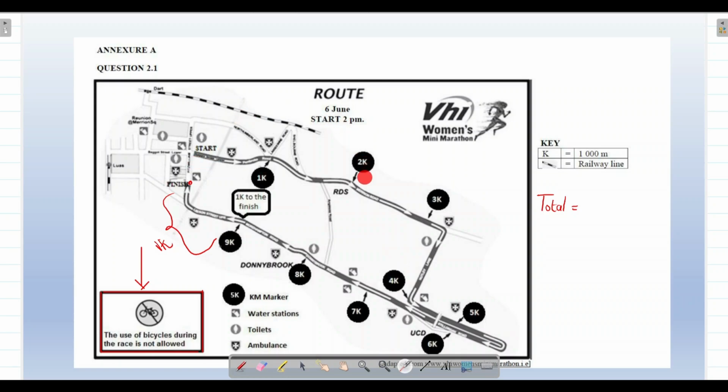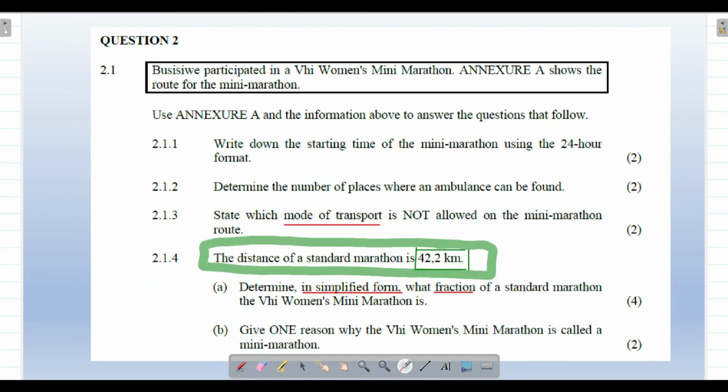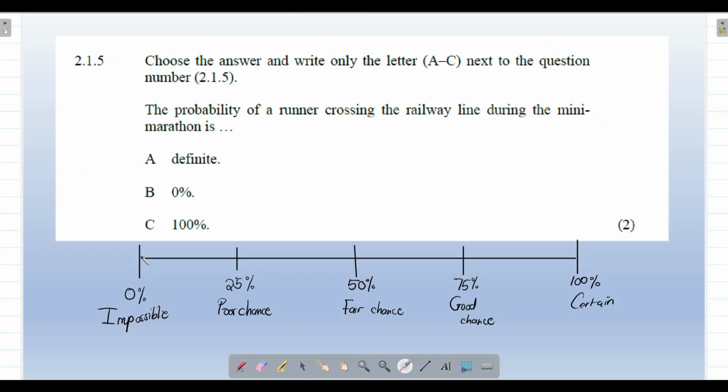The runners will not cross the railway line. They go like that. They don't even come close to the railway line. So by using the probability scale, we can see that the probability of a runner crossing the railway line during the mini marathon as they run to the finish line is zero. Impossible. So when we write our answer, we write Question 2.1.5, and you can just write B. There's a 0% chance. It's impossible. Can't happen.